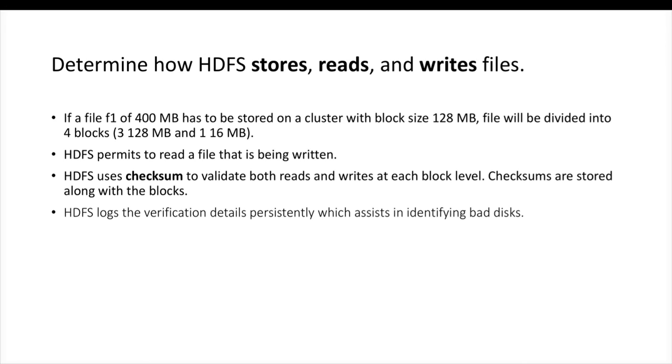So if the file size is 400 MB and the block size is 128 MB, there will be 4 blocks: 3 blocks of size 128 MB and 1 block of 16 MB. If the file size is 200 MB and the block size is 128 MB, the file will be divided into 2 blocks. The first one will be 128 MB and the next one will be 72 MB. Never will the files be divided evenly, nor will the last one occupy the complete block size. It all depends upon the leftover size of the final block.